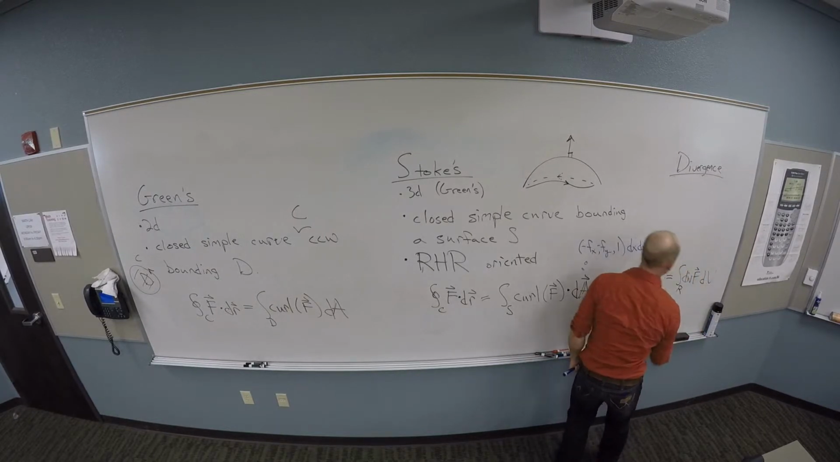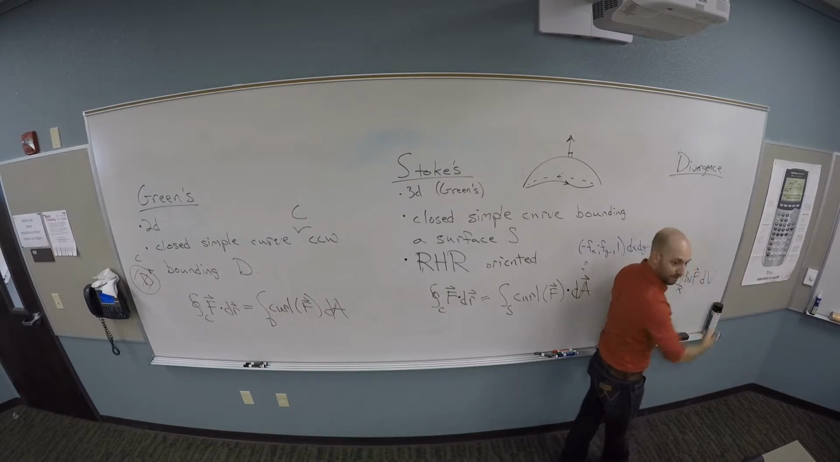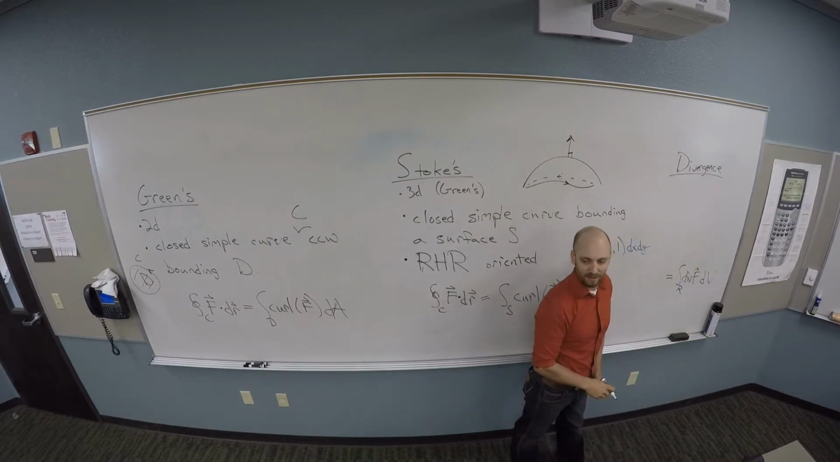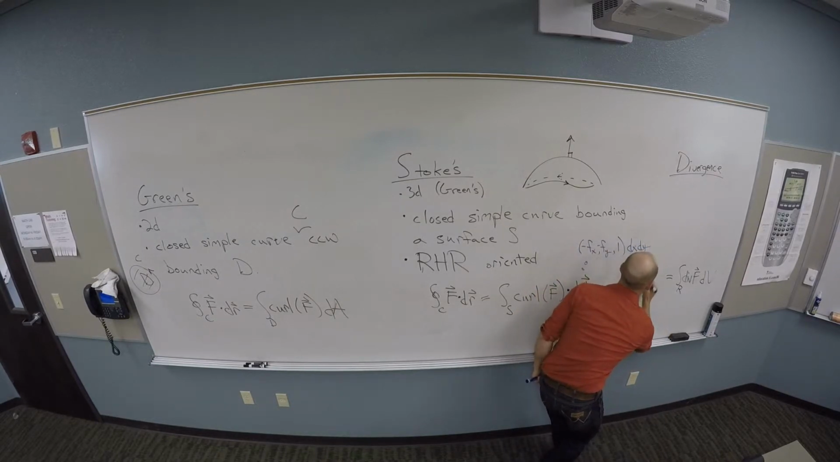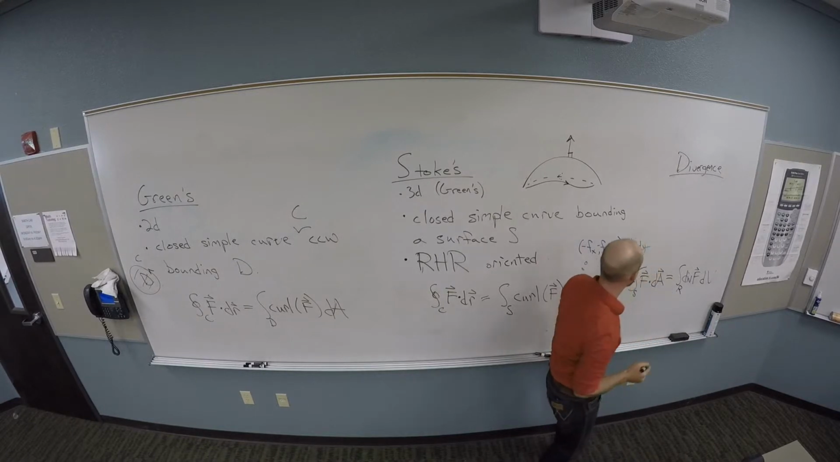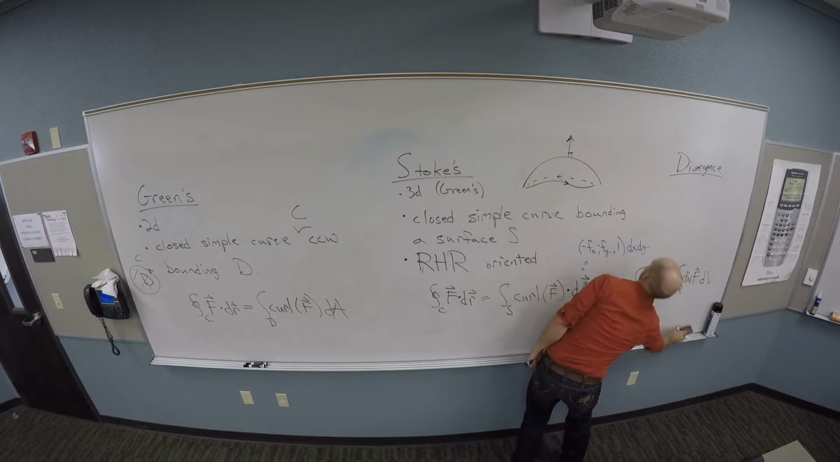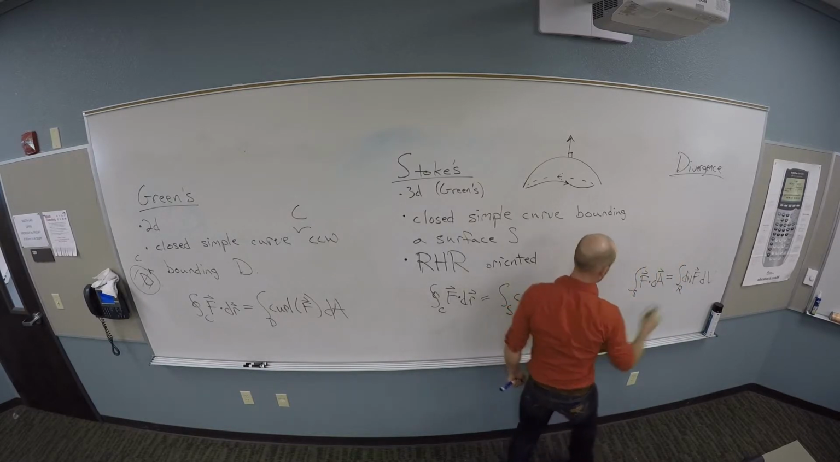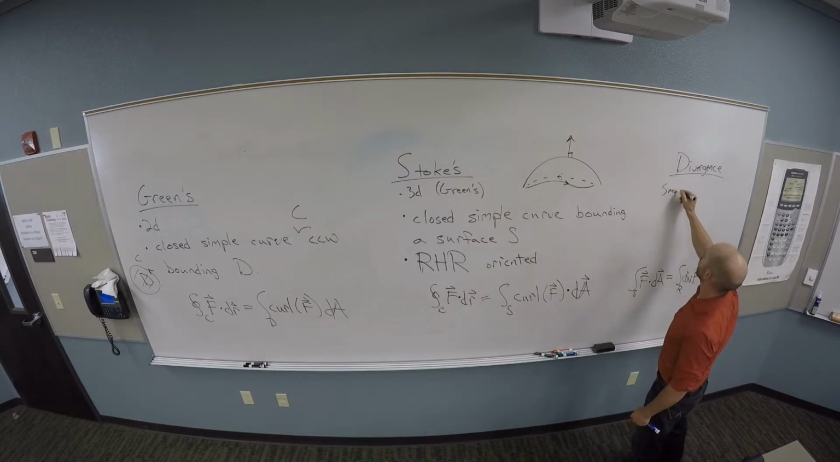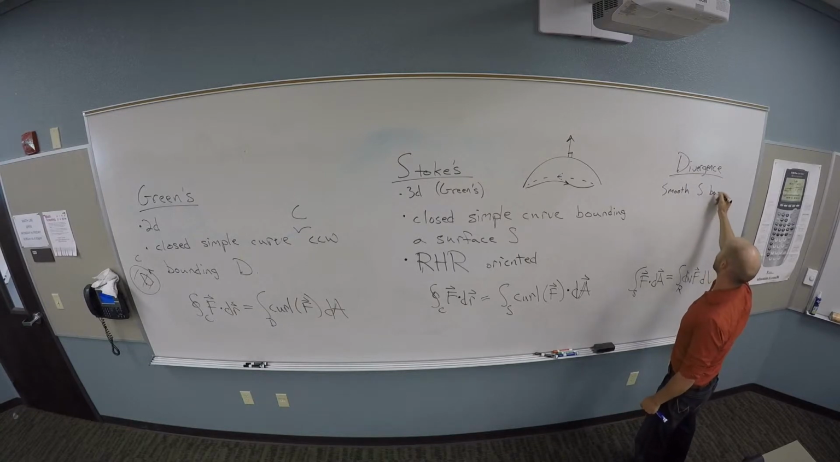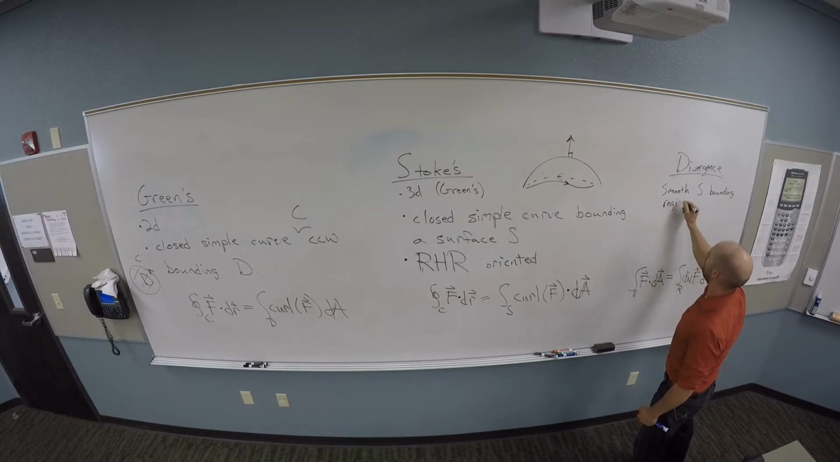So if I add up the tendency to spread through a region, what do I get? How much is leaving. I get how much is leaving through the outside, so I get the flux through the surface. And what's the setup for this? It just has to be closed. Perfect. I need a smooth surface S bounding a region R.